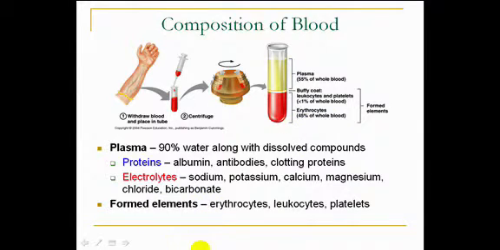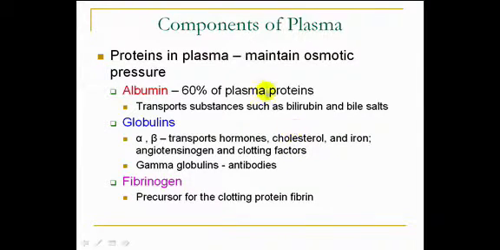So what we're going to do is we're first going to look at the different types of proteins found in the plasma, and then we'll go through and look at the different formed elements. We'll look at erythrocytes in detail, we'll look at the leukocytes in detail, and then we'll look at the platelets. So let's start with the different types of proteins you'll find in the plasma.